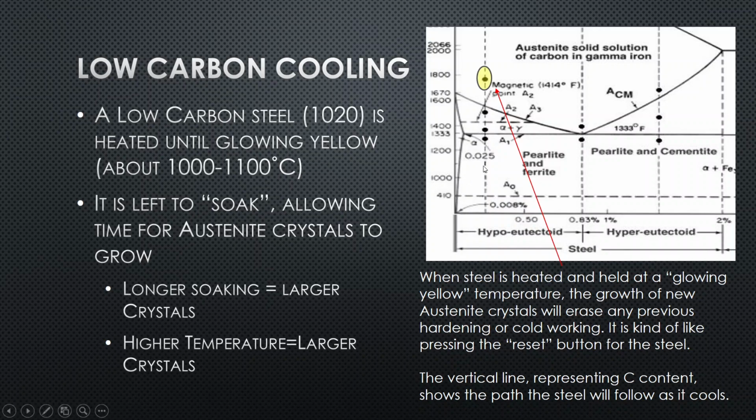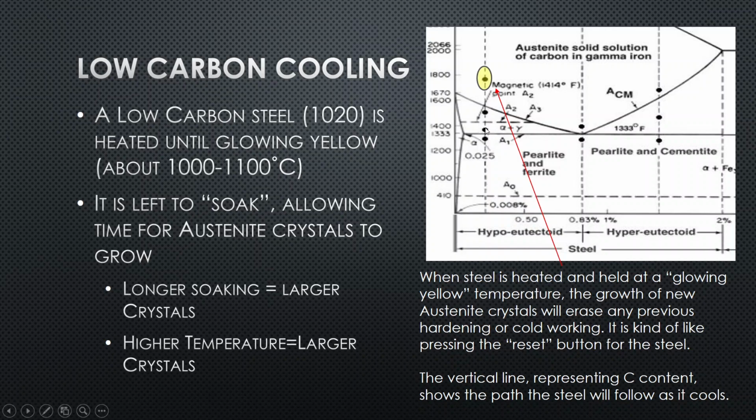So, okay, we're heated up and it's heated all the way right up in here and it's glowing. Actually, at this temperature, it's probably glowing yellow or at the very least a good solid orange. And we leave it there for a while. If we leave it there for a longer period of time, then it's going to grow bigger crystals. And if we only leave it there for a little while, then it's not going to grow the crystals of austenite quite so large.